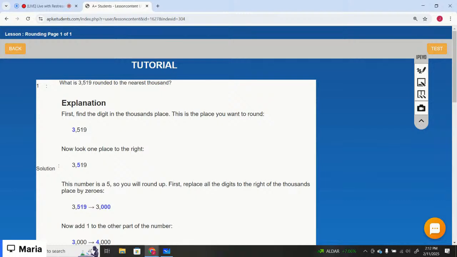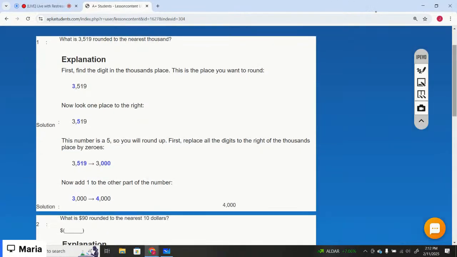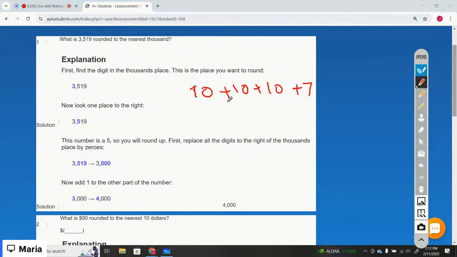What is 3519 rounded to the nearest thousand? So you have to write it to the nearest thousand. Just look at the digit that is at the thousands place. 3 is at the thousands place, right? Now look at the hundreds place. You have 5. You have to compare it to 5. 5 is equal to 5, so you need to round up.